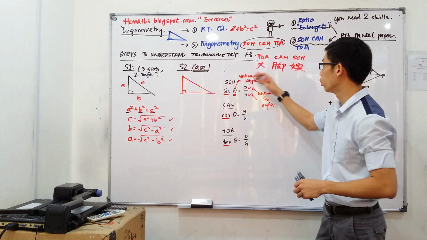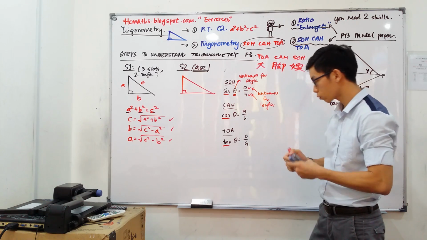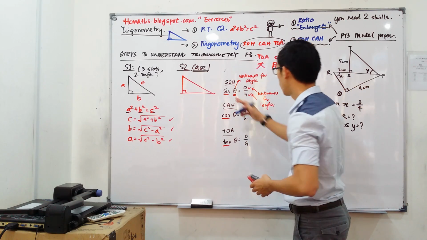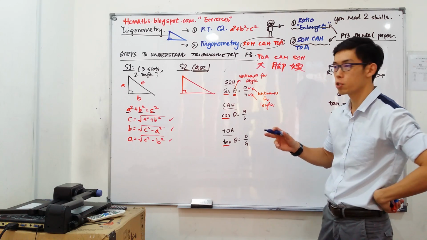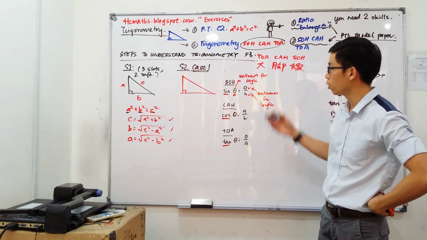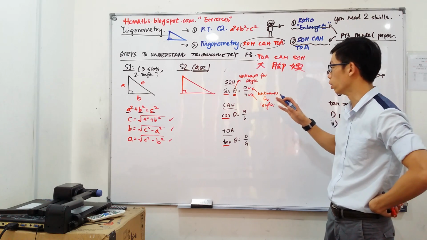Okay, so come back to this. Unknown for angle, unknown for length. First question to you is, how many slots are there? Same case, there are 3 slots. And how much information do you need to solve? Okay, to solve any of the length or angle over here.